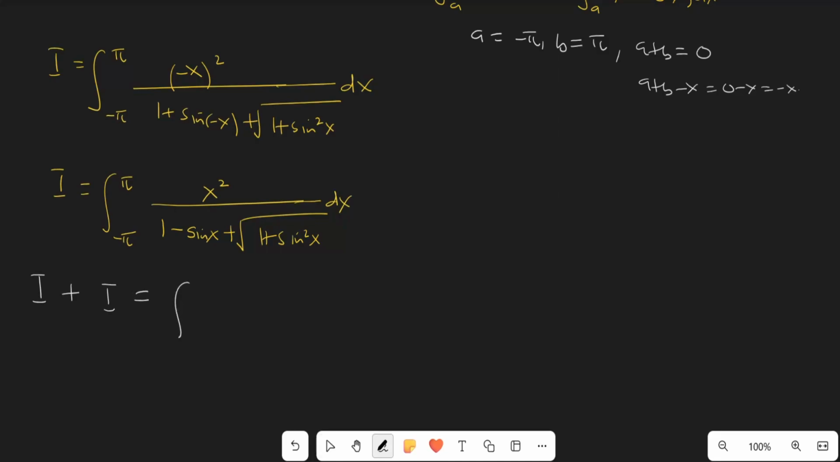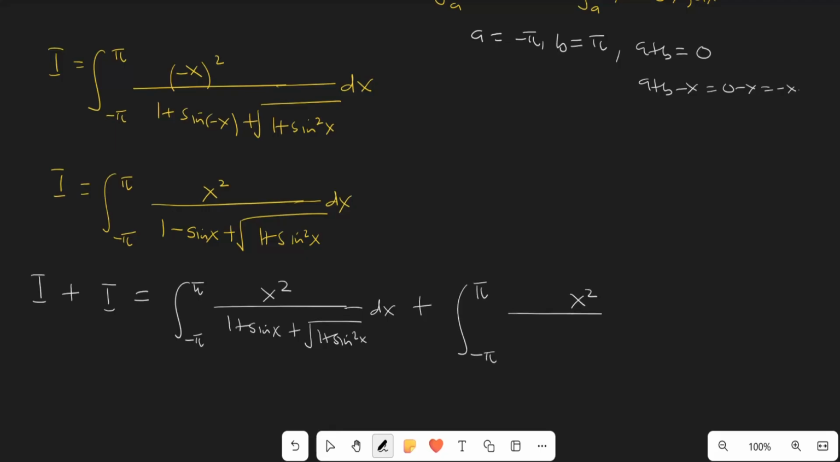That is the original integral I plus the I transformed by the King's property. So the original integral is the integral from negative pi to positive pi of x squared divided by 1 plus sine of x plus the square root of 1 plus sine square x dx, plus the integral transformed by the King's property from negative pi to pi of x squared divided by 1 minus sine of x plus the square root of 1 plus sine square x dx.